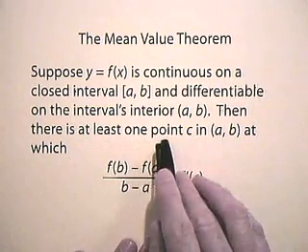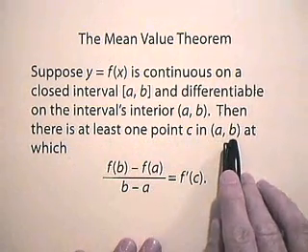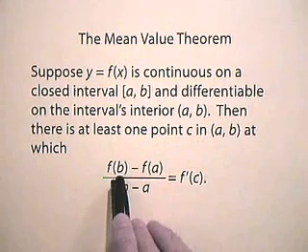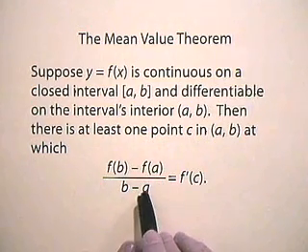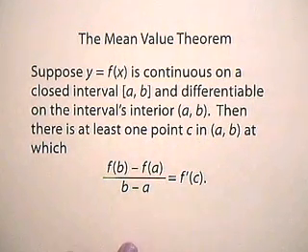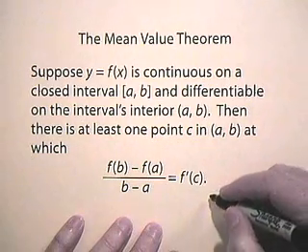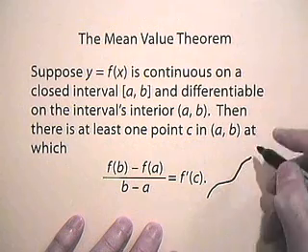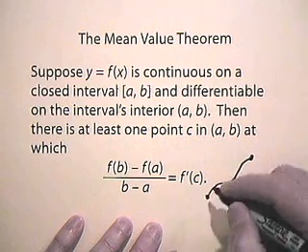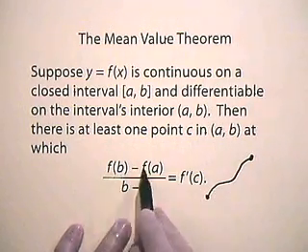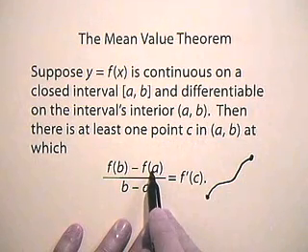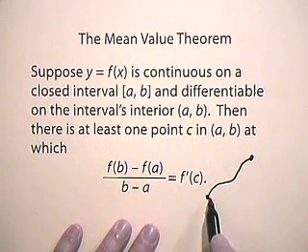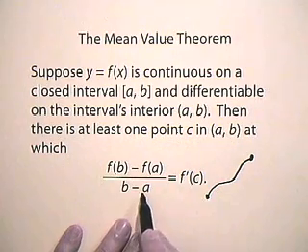Then there is at least one point c in the open interval (a, b) at which (f(b) minus f(a)) divided by (b minus a) equals f prime of c. Well, the equation looks complicated at first, but hold on a minute. Notice that if I have any curve given by the graph of a function on the closed interval [a, b], f(b) minus f(a) is the rise, the net rise, as we change x from a to b.